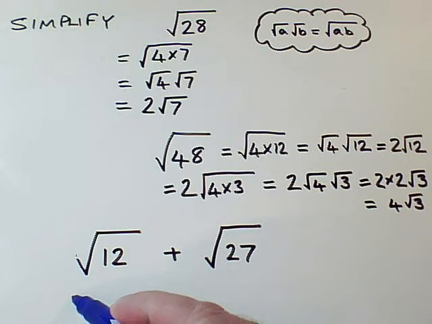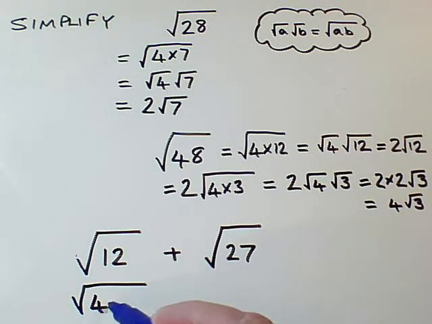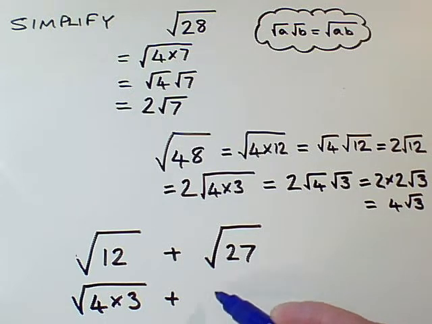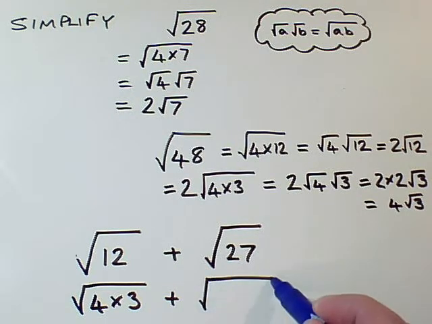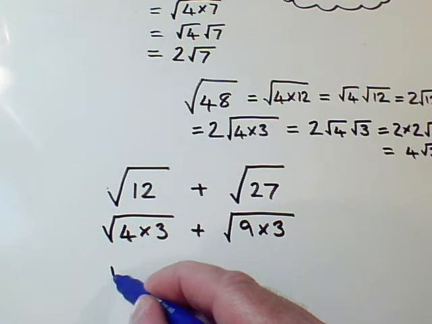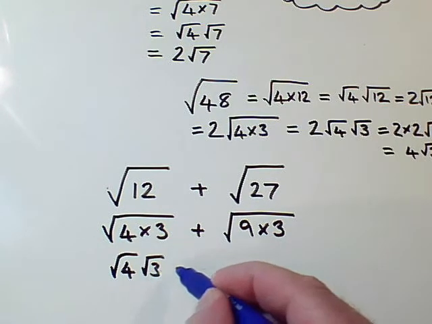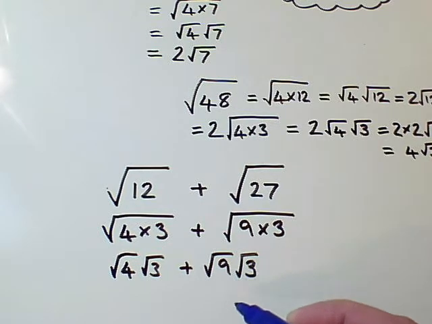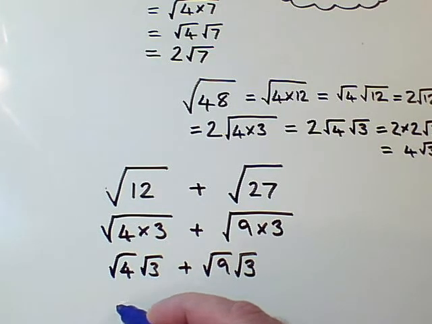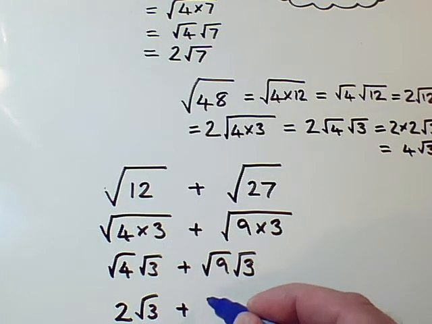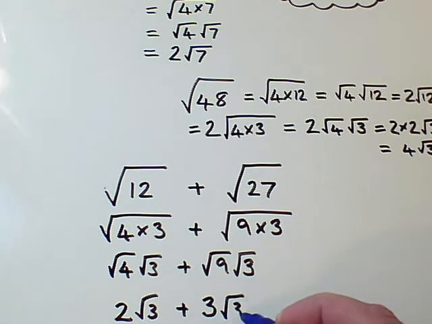Okay, and then for my last one, well, I've actually just done root 12, but let's write it out as we would. So this is the square root of 4 times 3. And 27, what square number can I divide 27 by? Well, the answer is 9, so it's 9 times 3. So the first one will simplify to root 4, root 3, and this one will simplify to root 9, root 3. And the square root of 4 is 2, so that's 2 times the square root of 3. And the square root of 9 is 3, so that's 3 times the square root of 3.